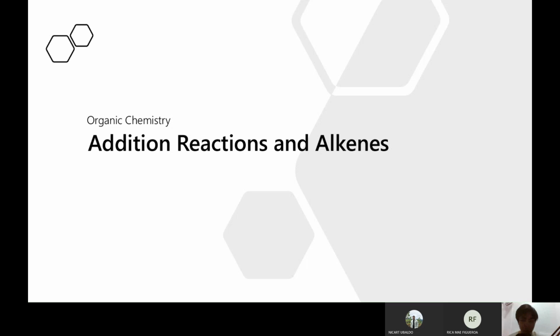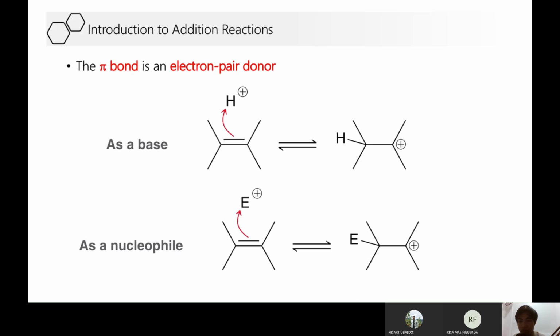So, alkene is a product, no? Isa siya sa product ng elimination ng alkyl halides, 'di ba? So, yung double bond na yon ng alkene, yun ay electron rich and it can serve as nucleophile, no? So your double bond can serve as nucleophile or it could also serve as your Lewis base, no?